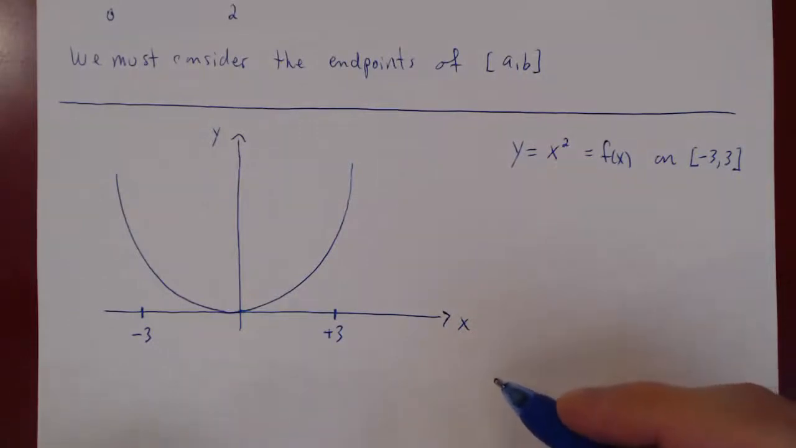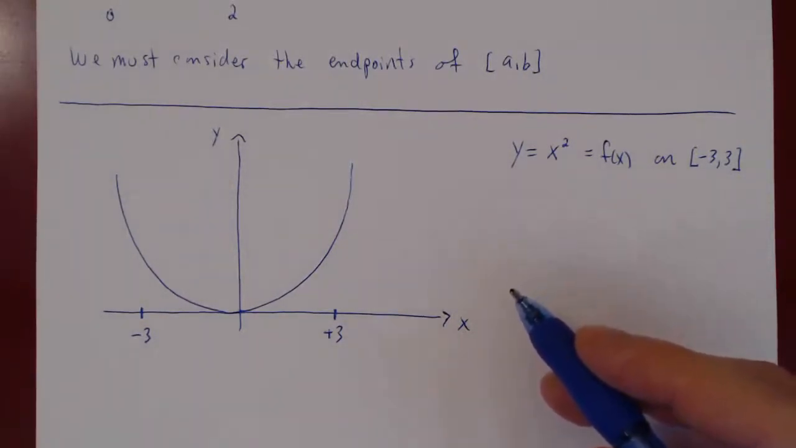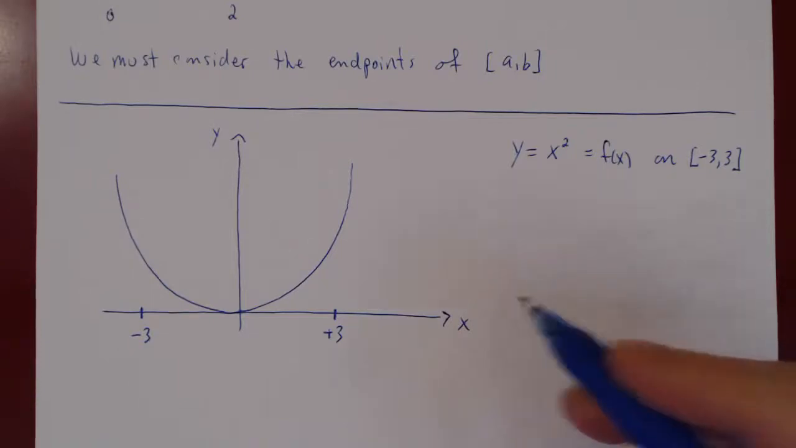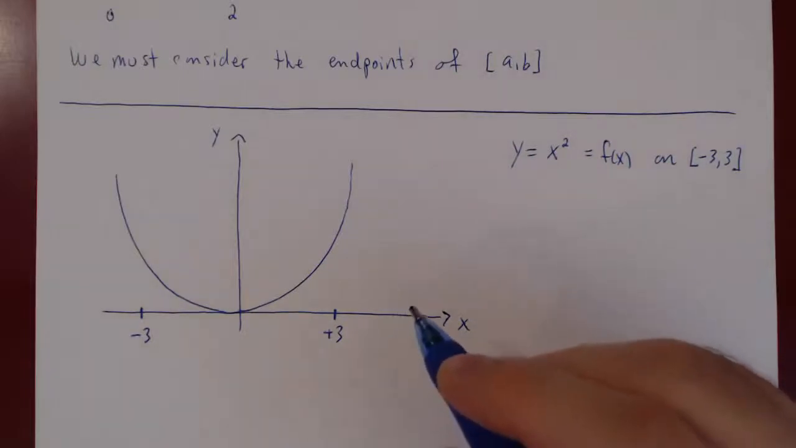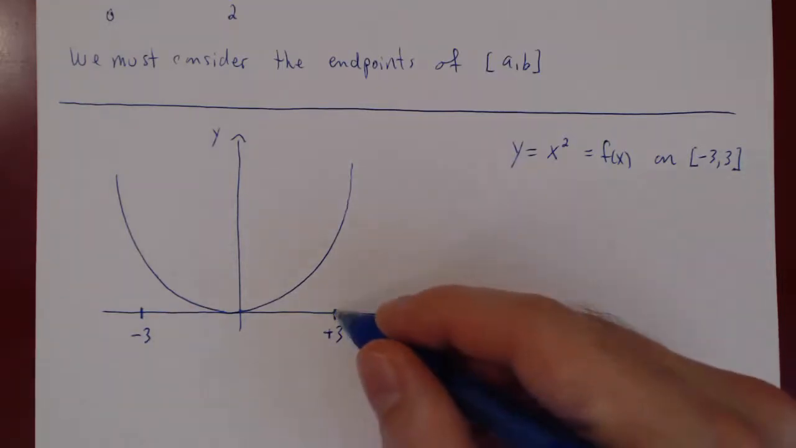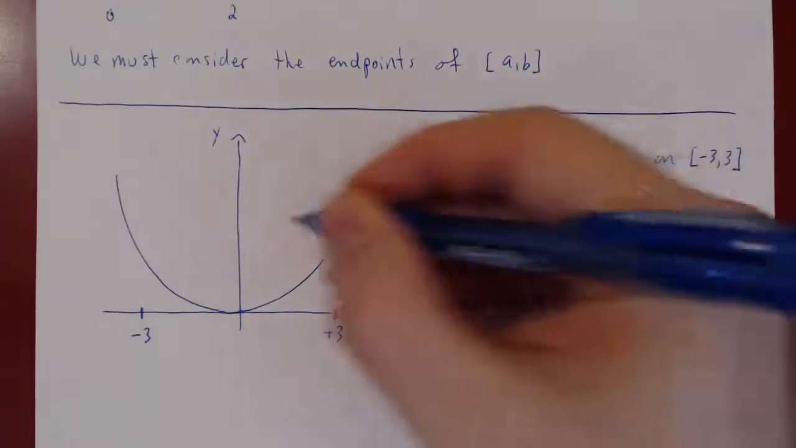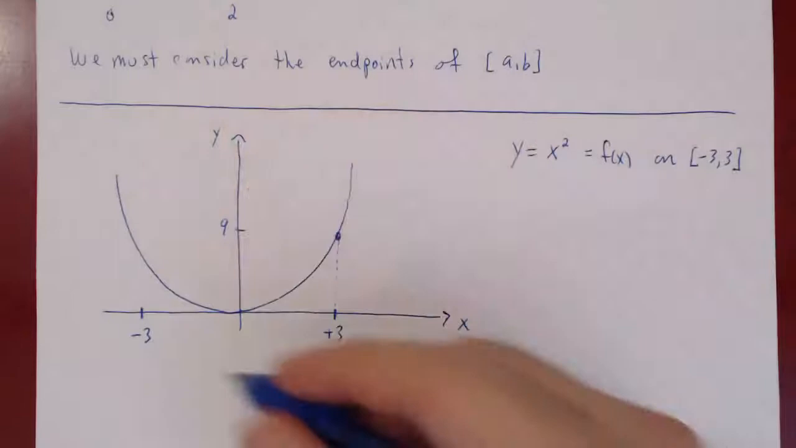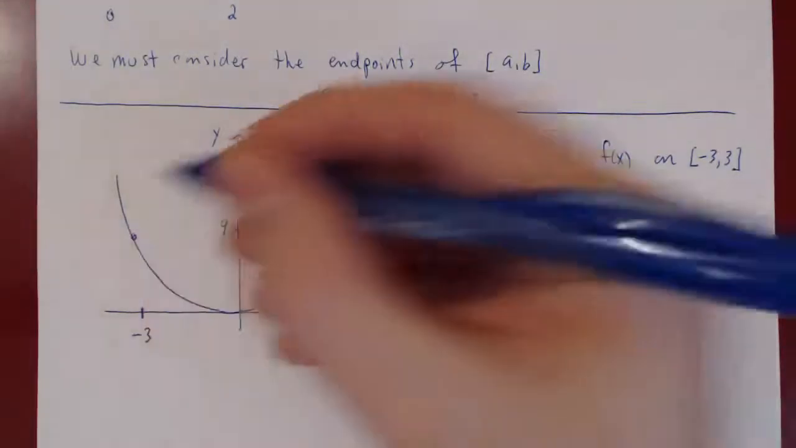And let's ask, where does the function x squared attain its maximum value, and where does it attain its minimum value? Let's look at the maximum value. One thing that is interesting here is that the absolute maximum is not unique. At positive 3, squared is 9. And at negative 3, squared is also 9.